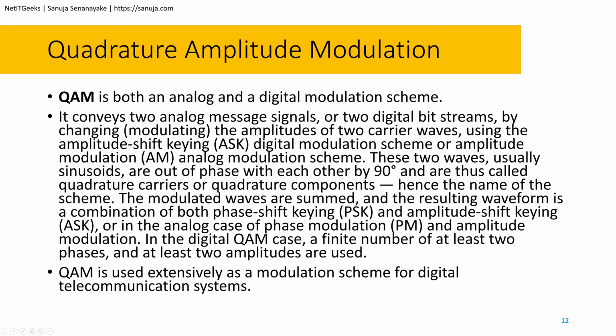In the digital QAM case, a finite number of at least 2 phases and at least 2 amplitudes are used in this QAM scheme. QAM is used extensively as a modulation scheme for digital telecommunication systems. That's why I said VoIP communication, for example, uses QAM, and as a cable installer or cable technician, it is better that you understand that QAM exists so that you have a better comprehensive overall view of what you are installing and what you are dealing with. So again, QAM is used extensively as a modulation scheme for digital communication systems, such as VoIP systems, where we use this kind of QAM on those Cisco phones, for example.